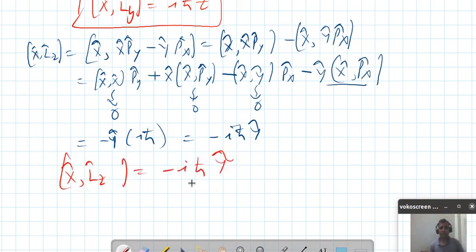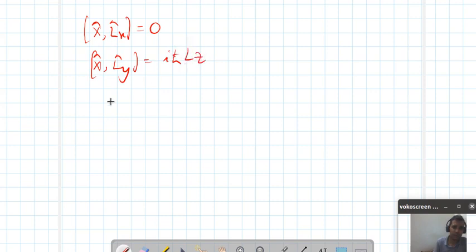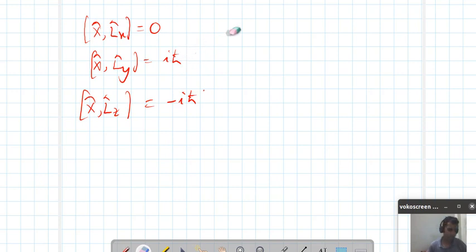So let me summarize all these results now. If I summarize these results, I can express [x,Lx], its commutator, equal to 0, [x,Ly], its commutator, is equal to iota h cross Lz, and this [x,Lz], its commutator, is equal to minus iota h cross Ly. Sorry, so it is basically z, right, and it is y. That's what we are getting.